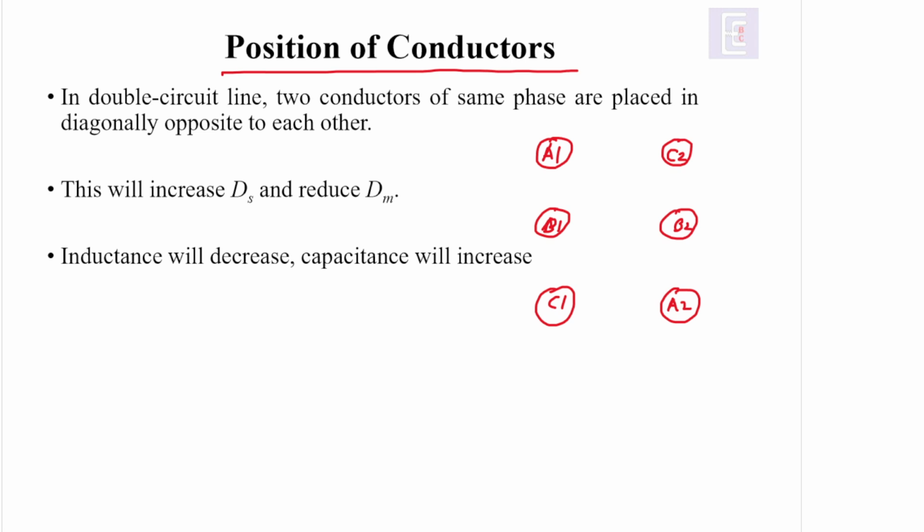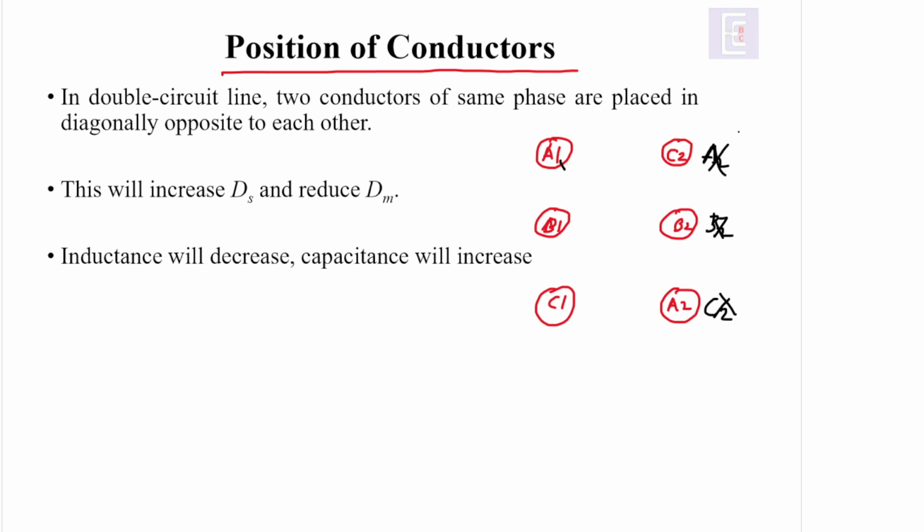Now, why is it done in this fashion? Why is it not done in this fashion, where this conductor is A2 and this is B2, this is C2? It is not done normally. Okay, why? It is a normal practice.